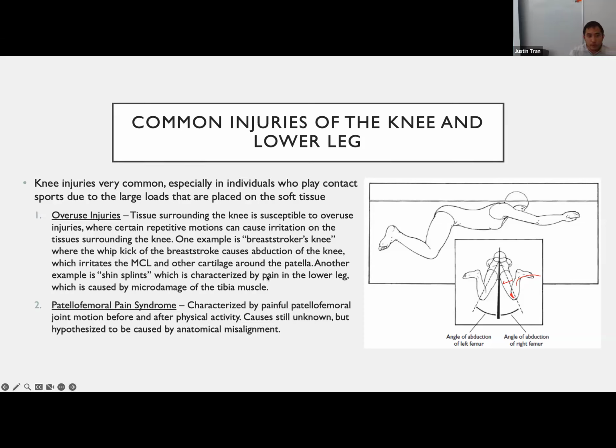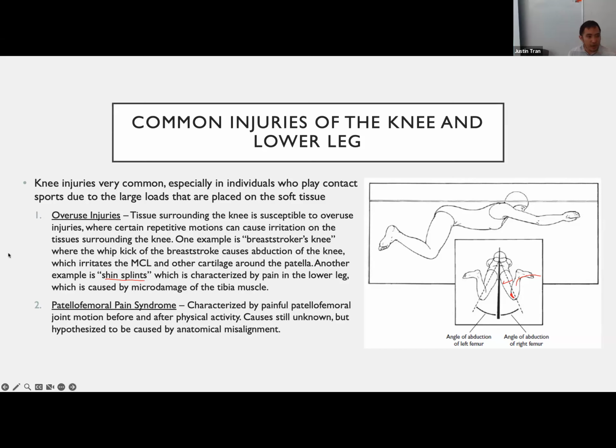Another common overuse injury is called shin splints. Shin splints are very common for track and field athletes, people who put very high stresses through their legs from sprinting or jumping. This is usually microfractures in the tibia or the fibula within the leg itself.